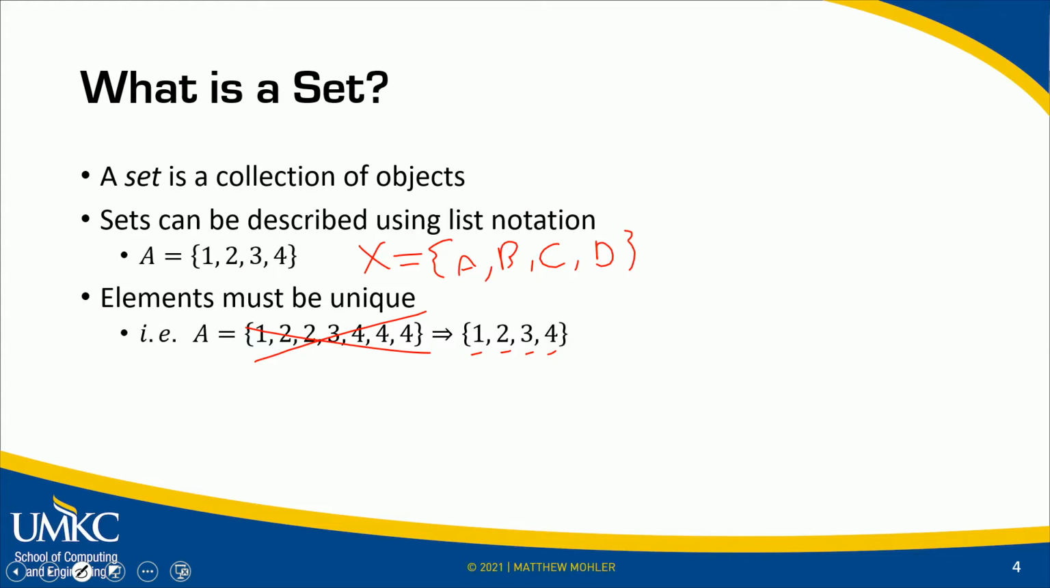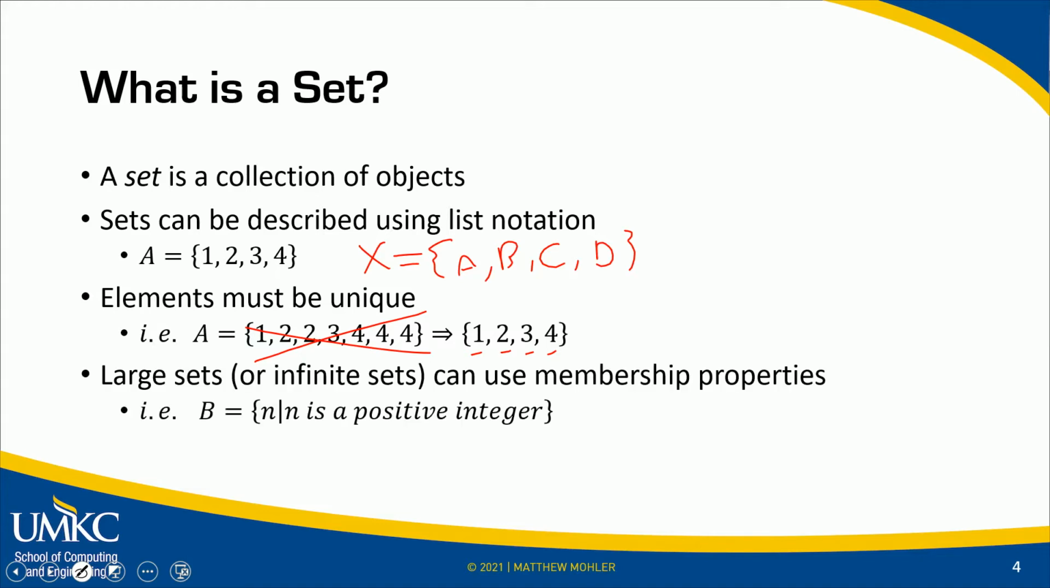Now, as we make it to larger sets where it's really just more elements than we want to write out, if we can come up with a rule, then we can use what's called membership properties for large sets. A membership property is ultimately just a definition, a condition that allows an element to be part of that set. So for instance, here we have the set B is equal to all numbers n, where n is just a positive integer. So this is every positive integer like 2 and 7 and 12 and 15 that are all part of the set B.